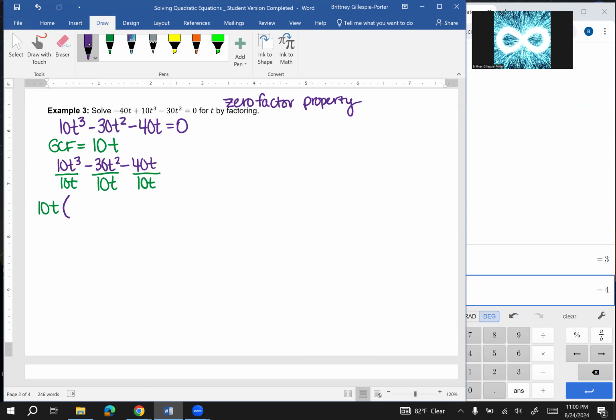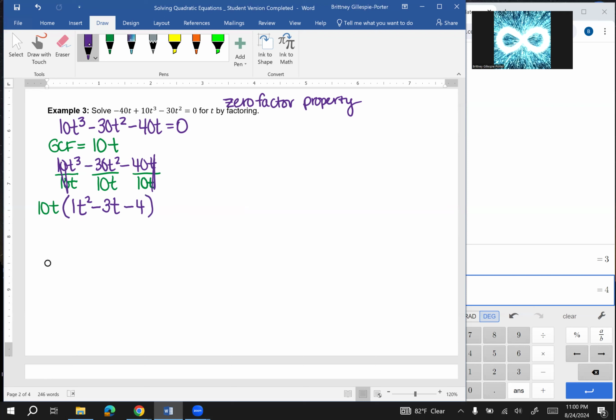So my first one, 10 divided by 10 gets us 1. And we have a t cubed. We're taking a t away, which means that we have t squared. Negative 30, or sorry, let's bring down the negative. There we go. 30 divided by 10 we know is 3. We had a t squared, but we're taking a t away, which means that we'll have t to the first. Bring down my minus. 40 divided by 10 gets me 4, and notice that my t's cancel out. So I can go ahead and close it.